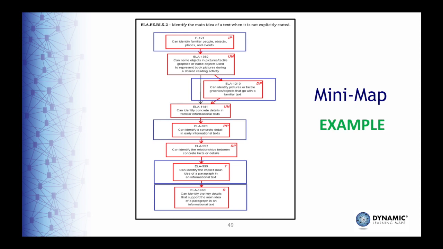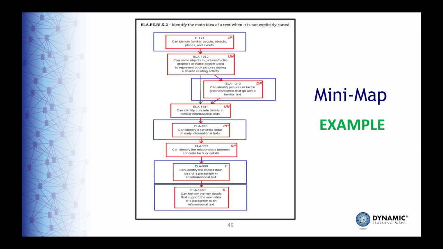ELA.EE.RI.5.2 is the mini-map. A mini-map is a diagram that shows the possible learning routes from one linkage level to another for a particular essential element. The arrows in a mini-map are called connections because they route from one skill to another. The mini-map for ELA.EE.RI.5.2 is rather linear. Other mini-maps, particularly those for mathematics, show multiple pathways of learning from skill to skill. The linkage levels increase in complexity moving down the mini-map.